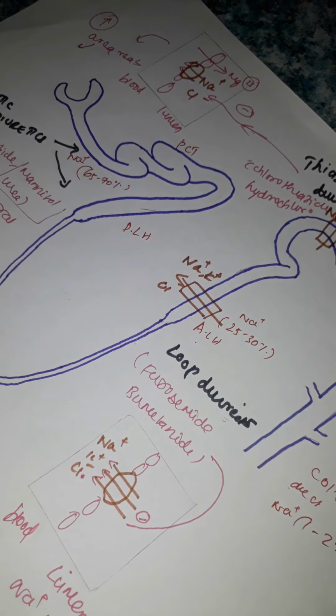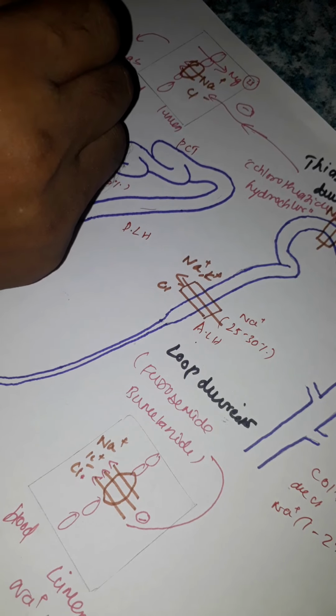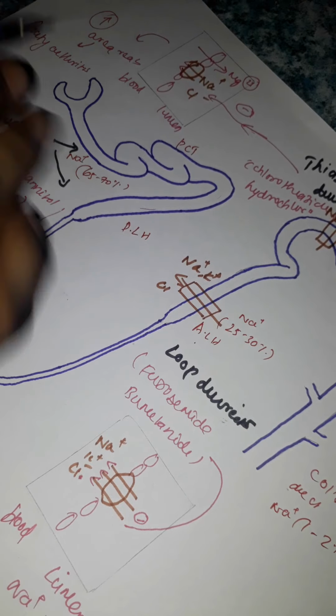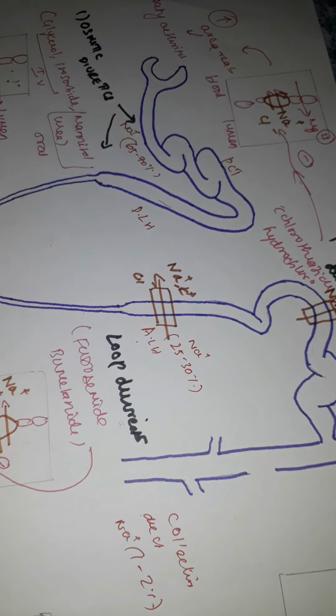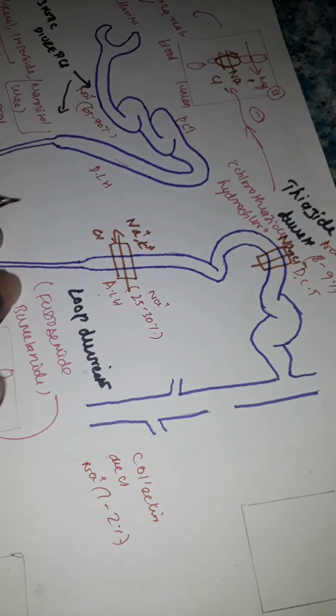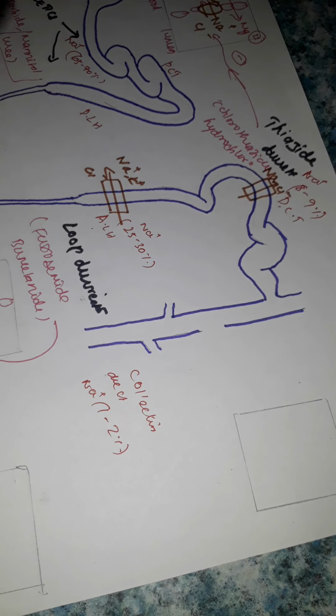So once the urea is increased, that results in gouty arthritis, an increase in uric acid levels, that results in the formation of gout, painful joints, all those sorts of things. So your thiazide diuretics are chlorothiazide and hydrochlorothiazide. Fine. Now moving into the collecting duct.